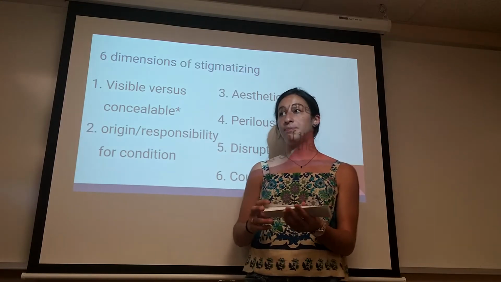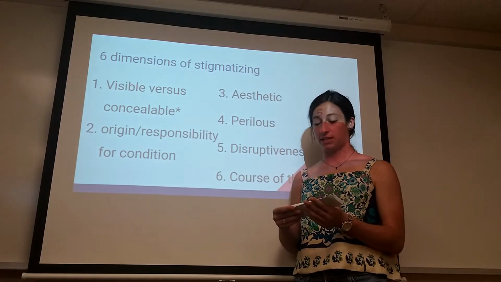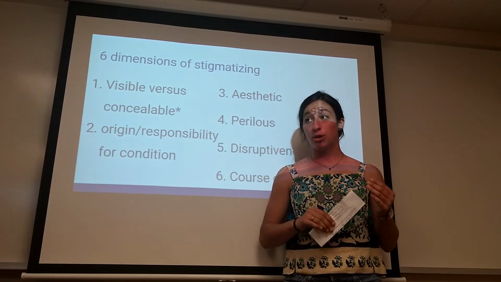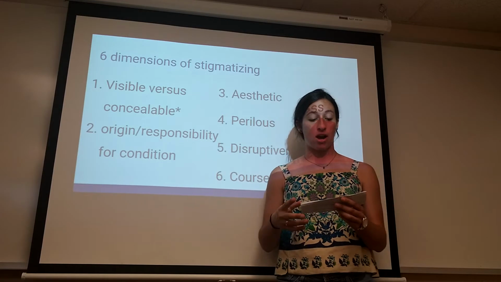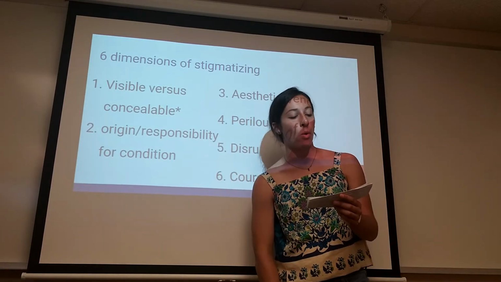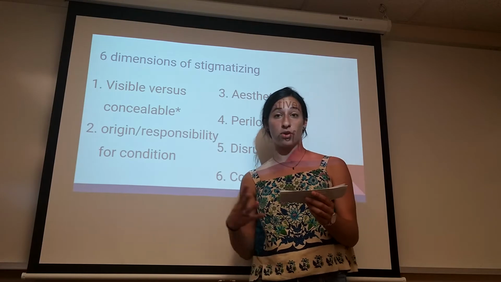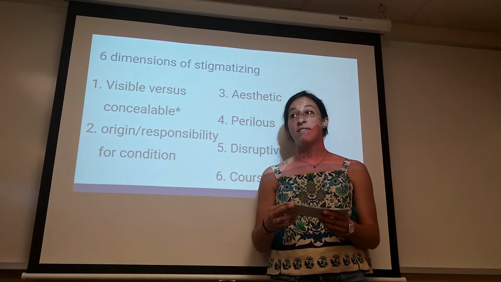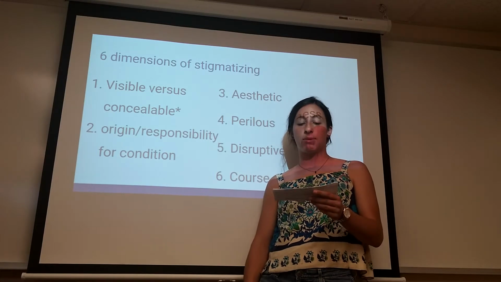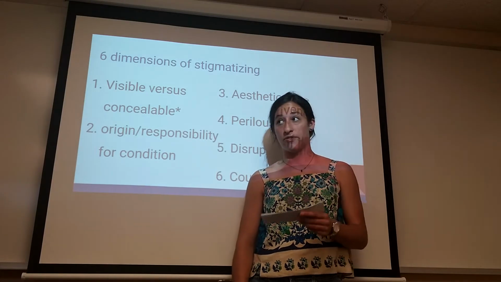Continuously, she talks about the 6 dimensions of stigmatizing. The first can be visible versus concealable. So this presents the question of, is the stigma obvious, such as a missing limb, or is the stigma hidden, such as a mood disorder or psychological disorder? The second, what is the origin or responsibility for this condition? Is the stigma congenital, accidental, or self-inflicted?